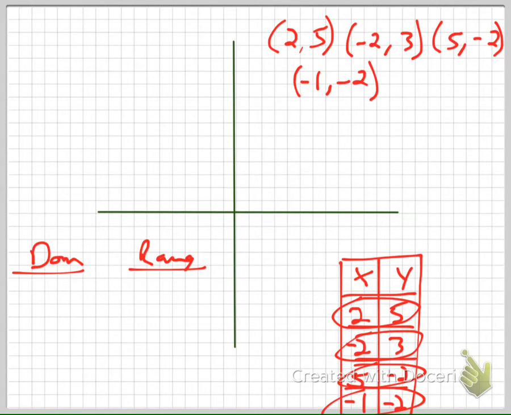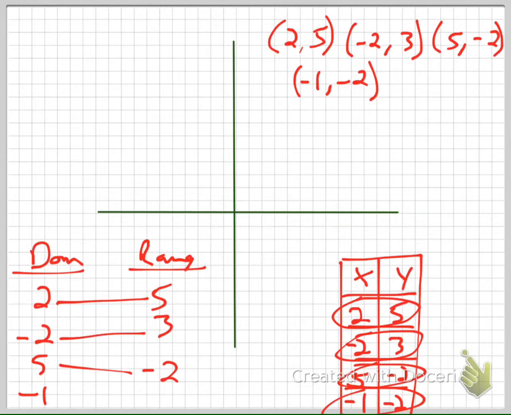Underline. The domain would be 2, -2, 5, -1, and the range 5, 3, -2. Do I need to write down -2 twice? In fact, you should not. The domain, 2, 5, -2, then it goes like this, right? Makes sense? Okay. How many of you have that?